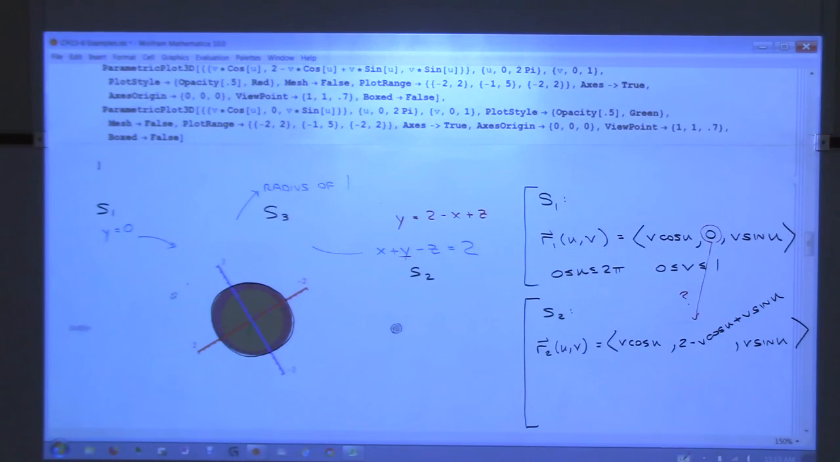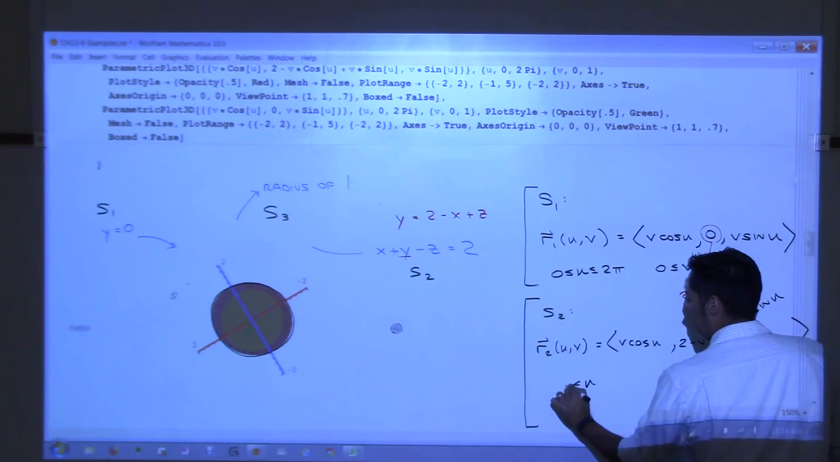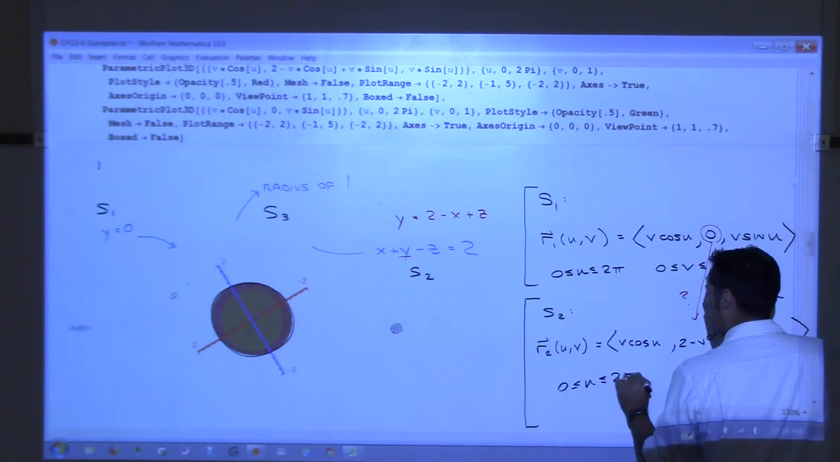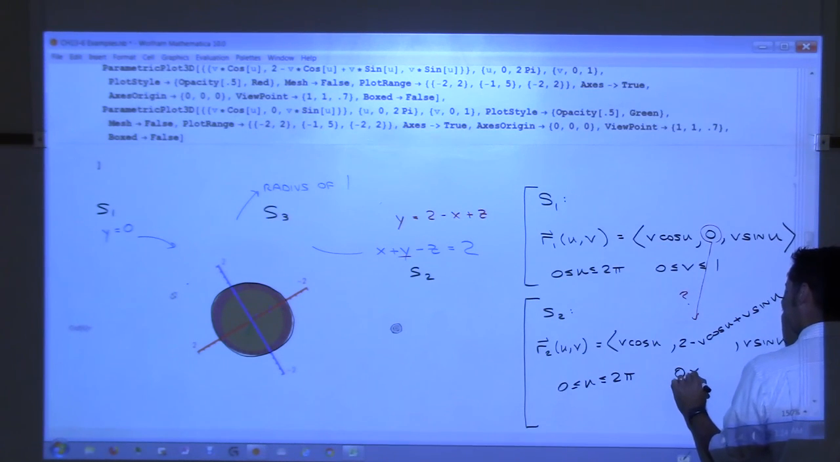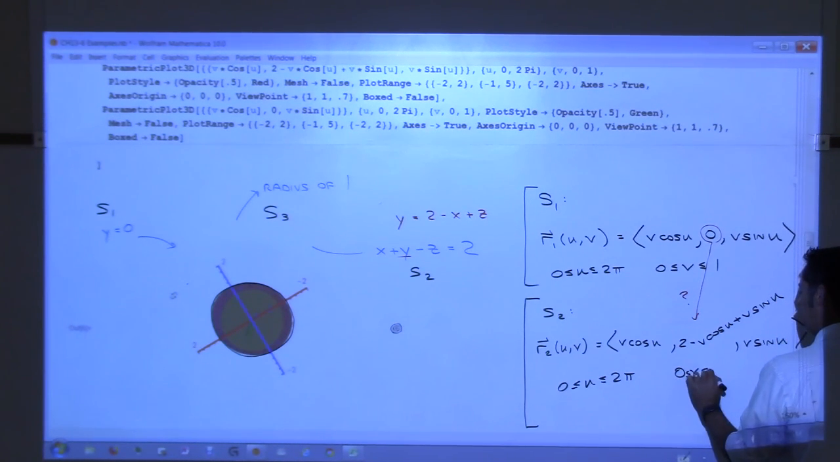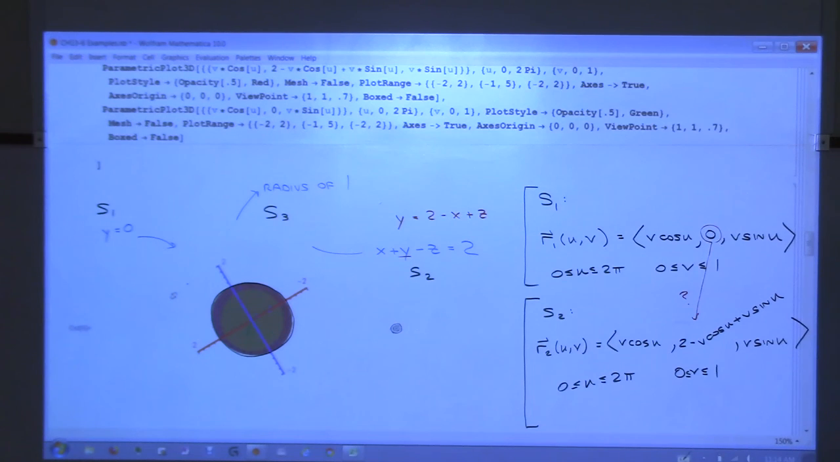Does that make sense? 2 minus x plus z. That's a v right there. What about my restrictions? Same thing. Does that make sense? Okay.